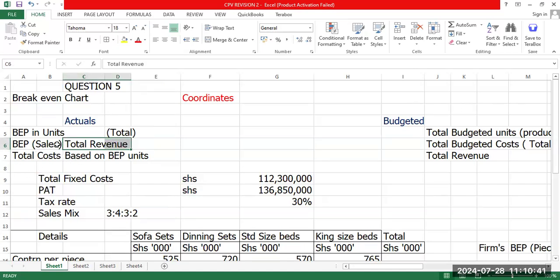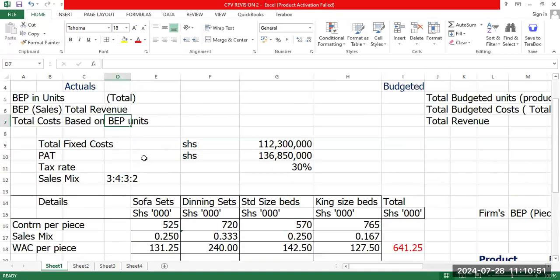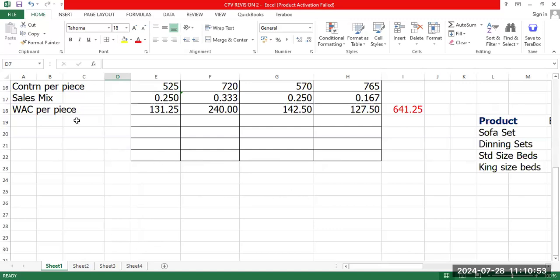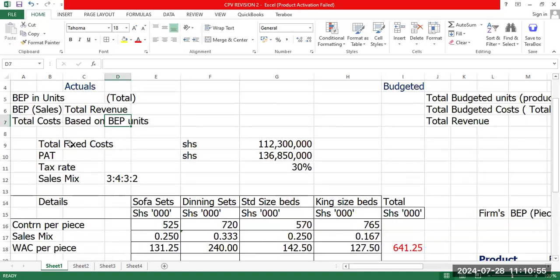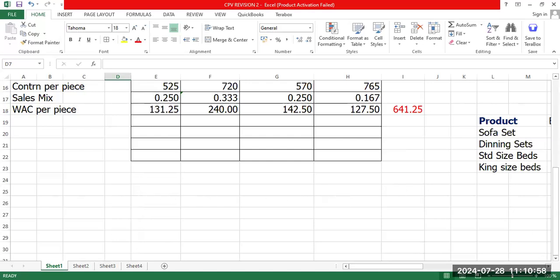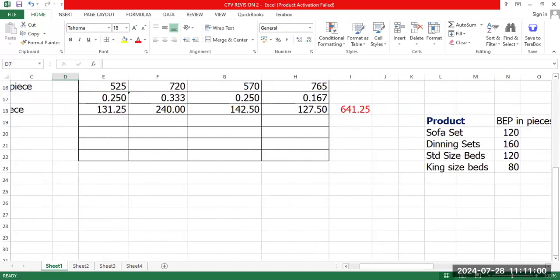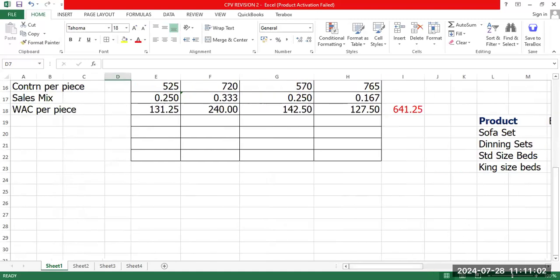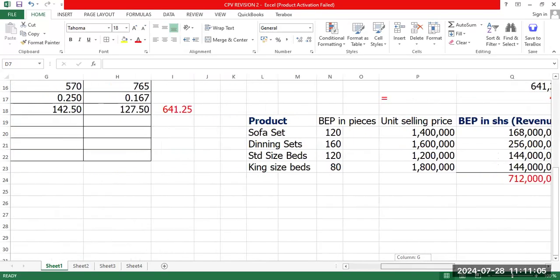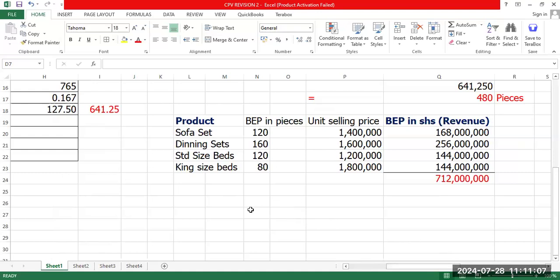So the next part is to get total costs. But these costs we are basing on break-even point in units. We are done with total revenue. The next part is to get total costs. And how do you get total costs?